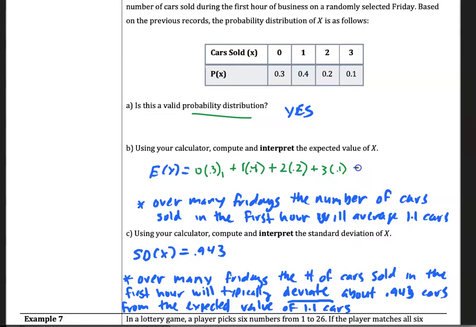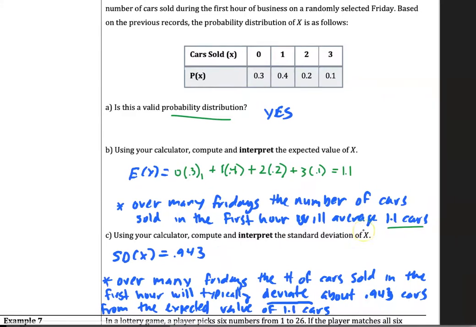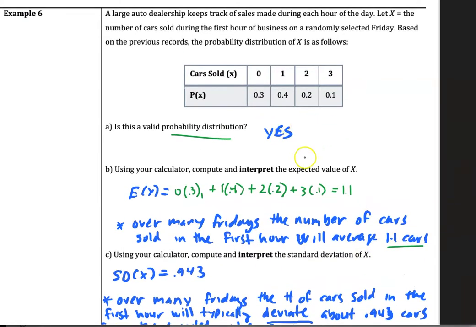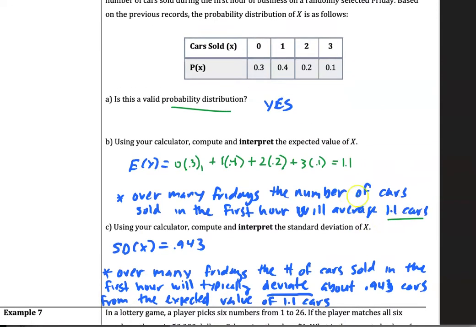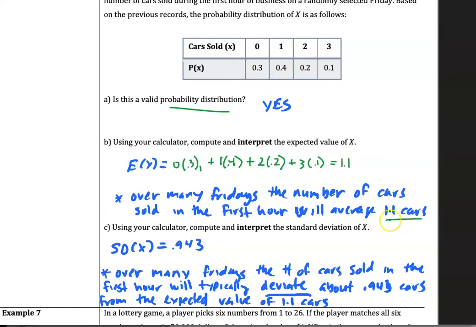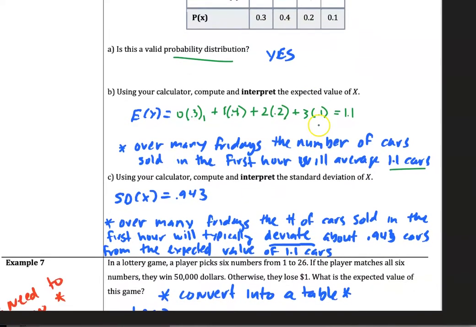Once you get this number, what this means is you get 1.1. Over many Fridays, over and over, the number of cars sold in the first hour will average 1.1 cars. That's the expected value. So in any given Friday for the first hour, someone can say it's going to be around 1.1. It's not one of these, but on average we get a sense. It's greater than 1, but not close to 2, closer to 1 than 0. So they can expect to sell at least one car. That would be the idea.